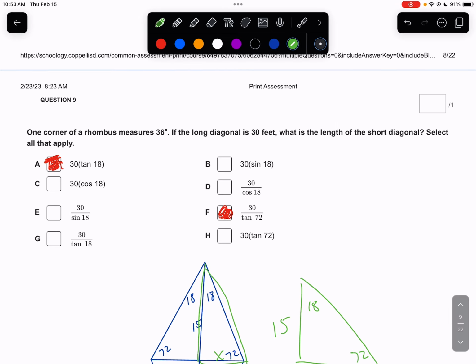And it looks like just from the answer choices that there's other ways they approached it. But sine and cosine are out. We don't have a hypotenuse. But there's some other tangent ones. Let's see what we can do. Could I use the 72 and do opposite over adjacent? Yeah.